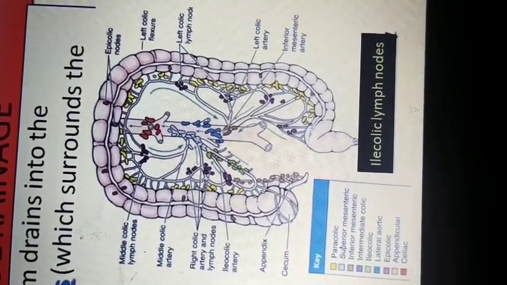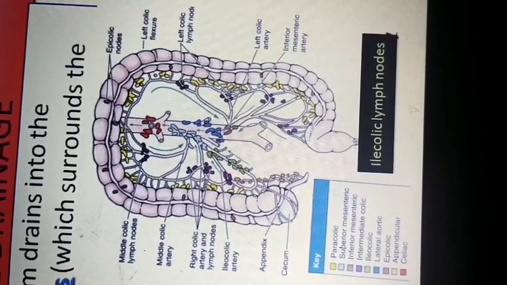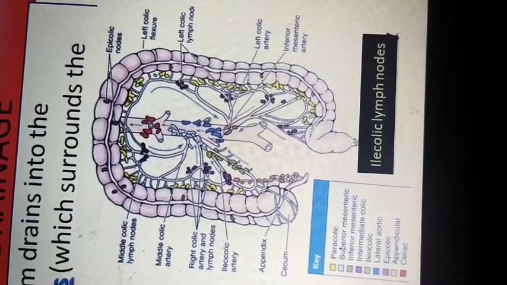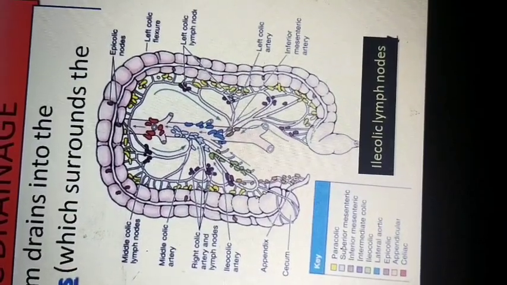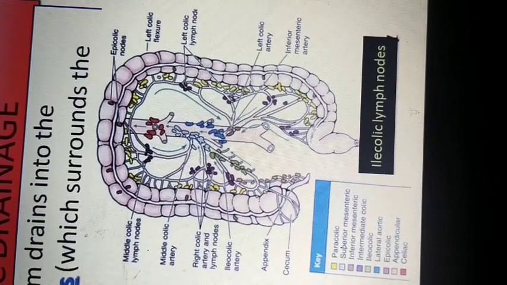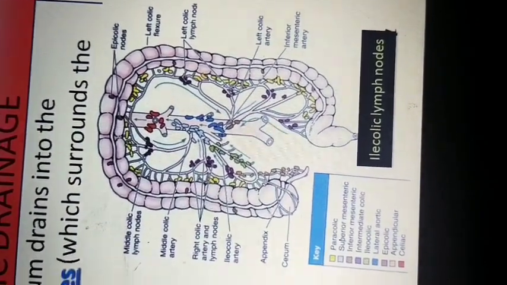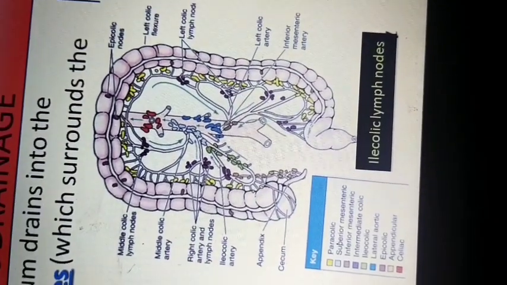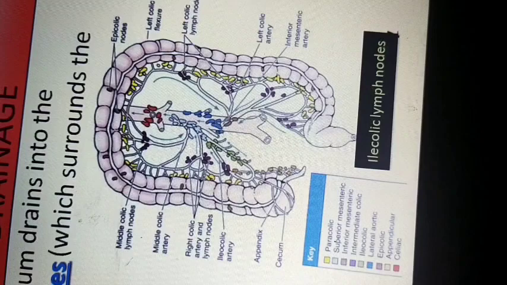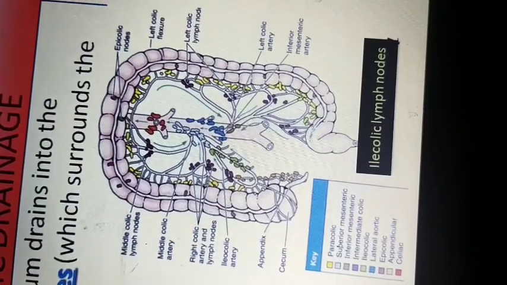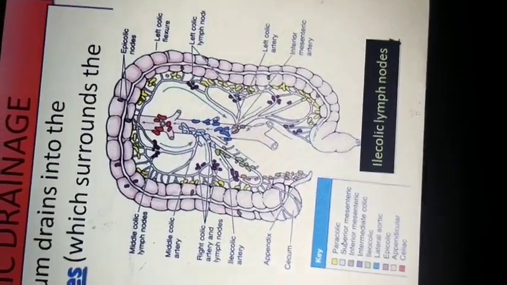The large intestine is completely drained by the paracolic, superior mesenteric, inferior mesenteric, intermediate colic, ileocolic, lateral aortic, epicolic, appendicular and celiac lymph nodes. That is the lymphatic drainage, but here we are studying only the cecum. Here the ileocecum is mainly drained by the ileocolic lymph nodes.